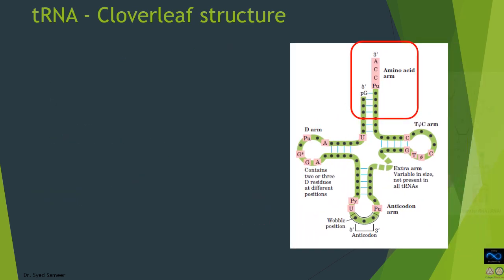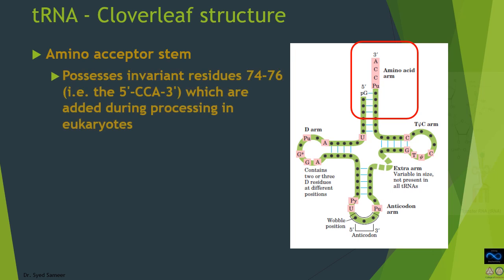So discussing the amino acid acceptor arm, which is one of the primary secondary structures of the clover leaf structure of tRNA, it possesses invariant residues 74, 75, and 76, which are added to it after the synthesis process. This is the post-transcriptional process by which it is formed in the 3' end of the tRNA for doing its function, especially in eukaryotes.